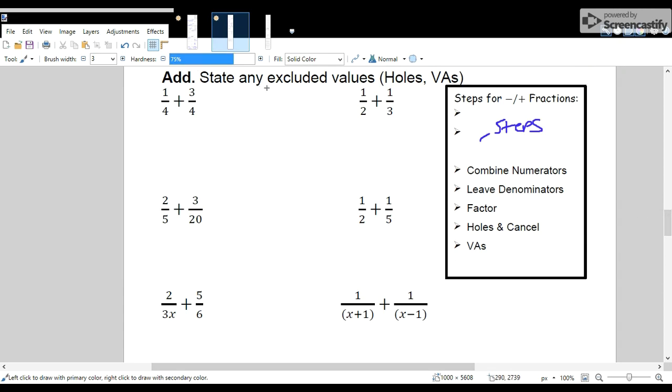Add, state any excluded values, wholes or vertical asymptotes. So here's the steps for adding fractions. Write those down.